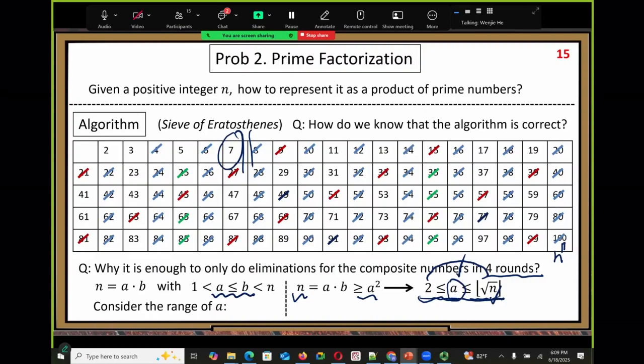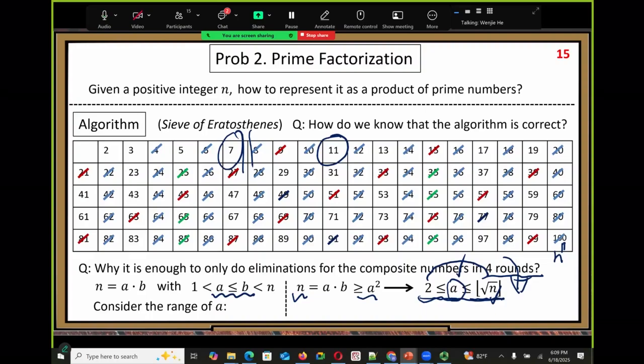So that's why after we work on multiples of 7, then it's enough. Because the next prime number in the table, 11, is already outside this range, right? So we don't need to look at any number outside this range. That means we can stop. Using this property, we can reduce the number of tests.